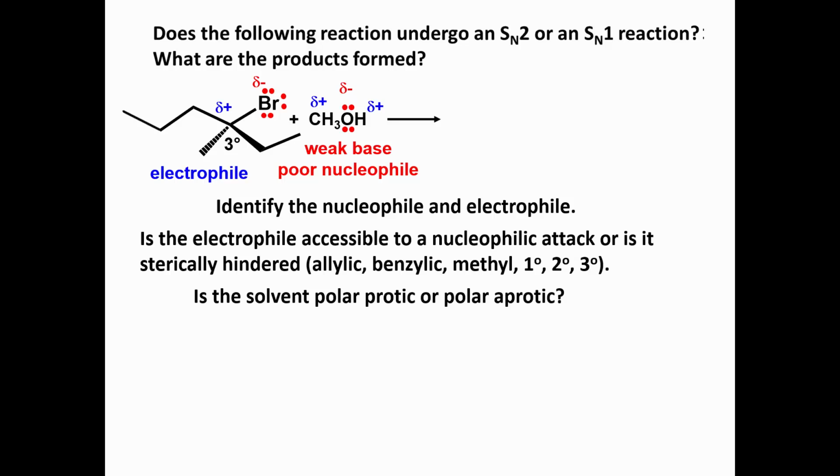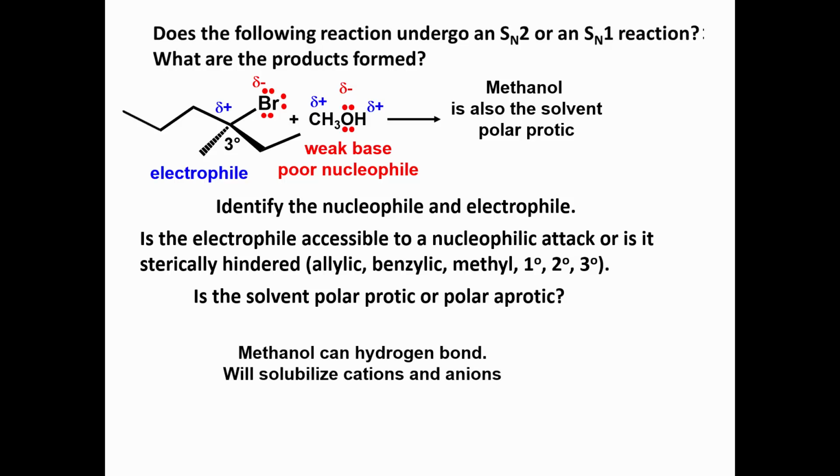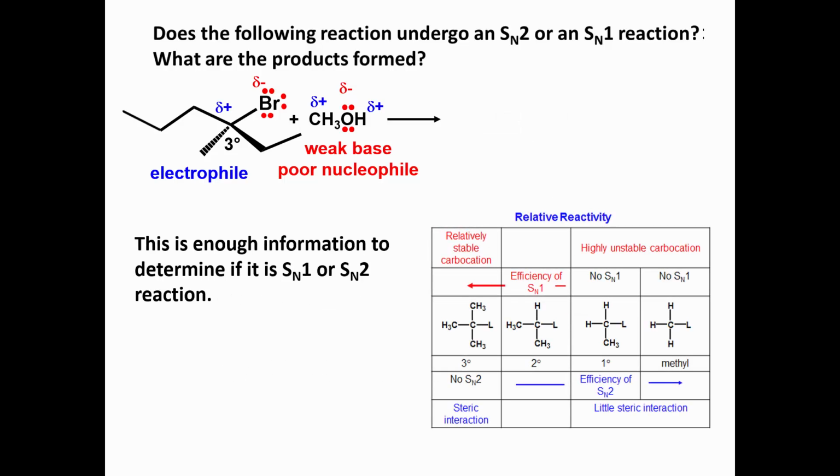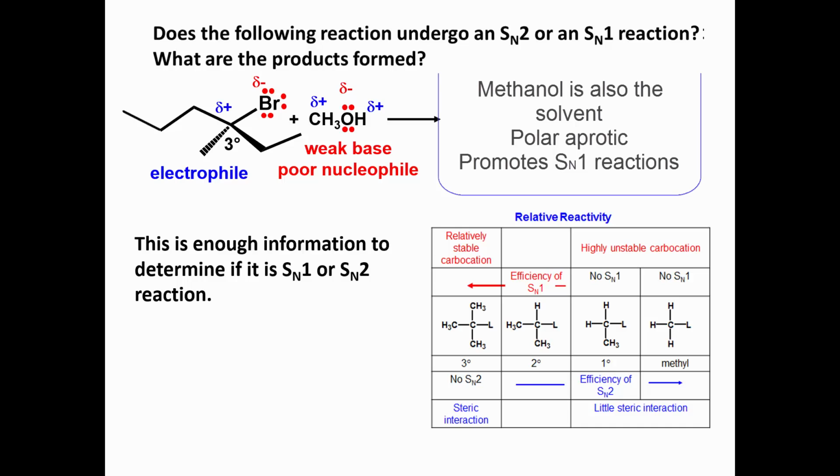Is the solvent protic or aprotic? Methanol is also the solvent. It is a polar protic solvent which can hydrogen bond and solvate ions. This is enough information to determine if an SN1 or SN2 reaction will occur.